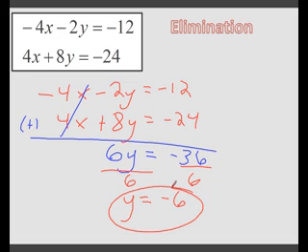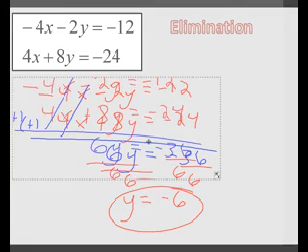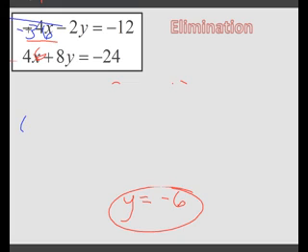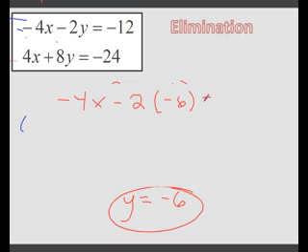So once I get y equals negative 6, then I take that value and I'm going to use it in either one of my equations. The top one, the bottom one, doesn't really matter, whichever one I want to use. And I'm going to let y equal negative 6. Let's do the top one. Negative 4x minus 2, I'm going to let y be the negative 6 we found, equals negative 12.